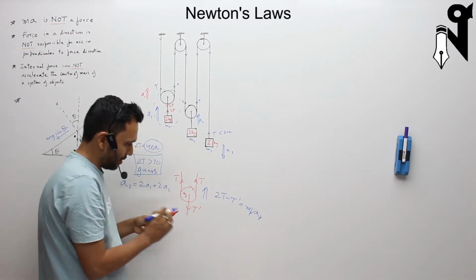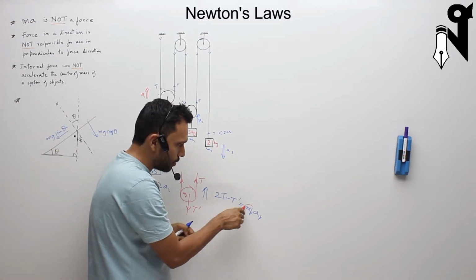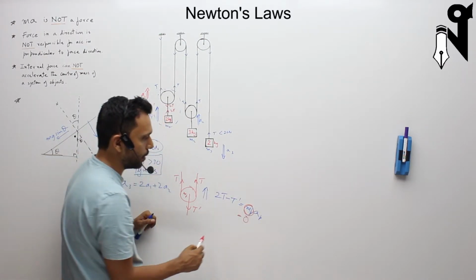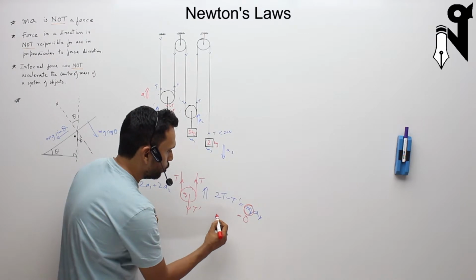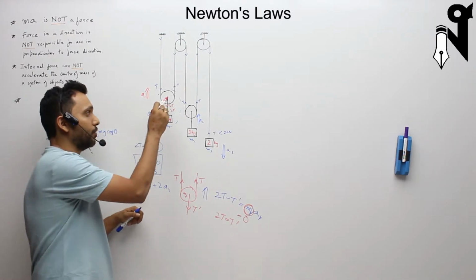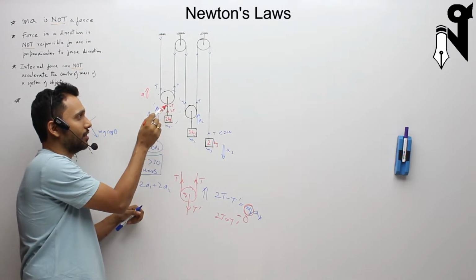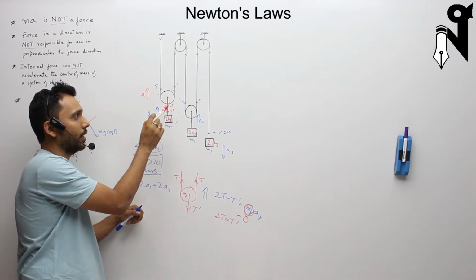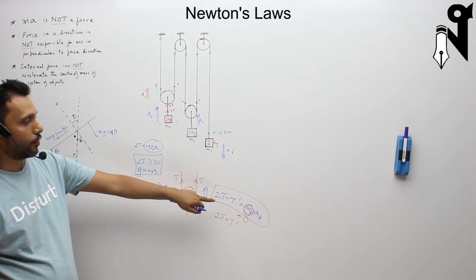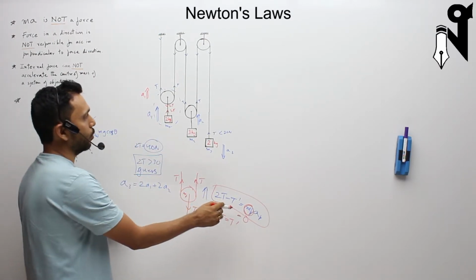Now here, if the question says that the mass of the pulley is 0, then what happens? This right hand side becomes 0. And what do you get? You get 2T is equal to T dash. So if the mass of the pulley is 0, then only this is 2T. This part is 2T. Otherwise it is not. Otherwise you'll have to write an equation for that body separately, as I've written over here.